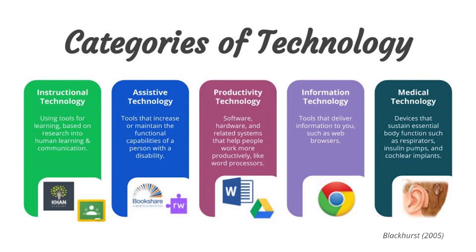What Mary does is assistive technology. These are tools that increase or maintain the functional capabilities of a person with a disability. So this might be something like Read and Write or Bookshare. The next thing, which we use a lot in our work, is productivity technology. This is software, hardware, and related systems that help people work more productively. Now, we're pretty familiar with this. We use Google Drive and we use Microsoft Word and such.